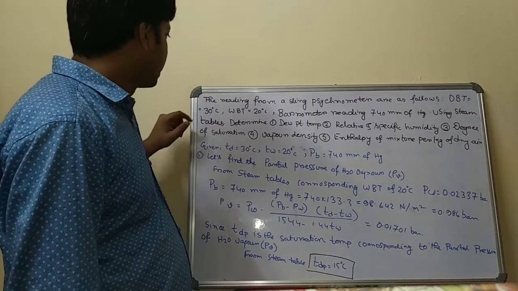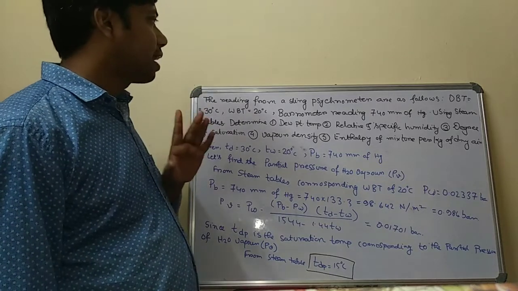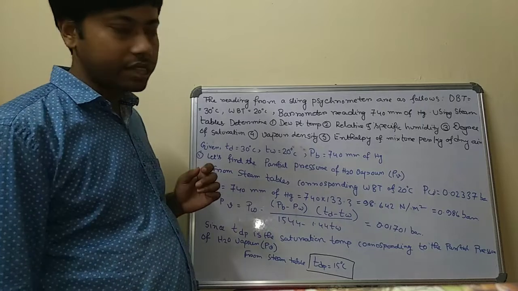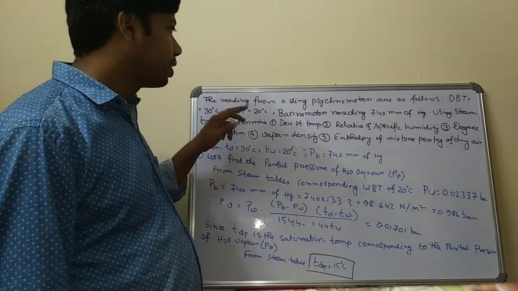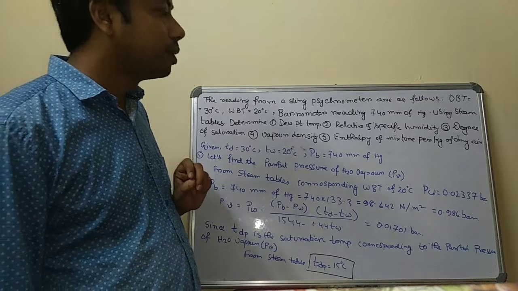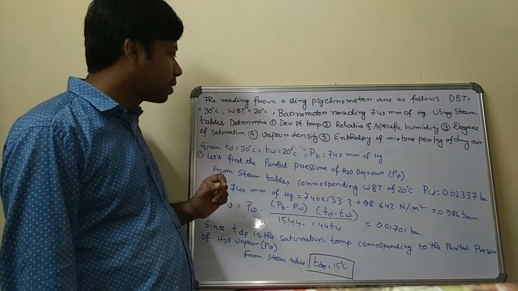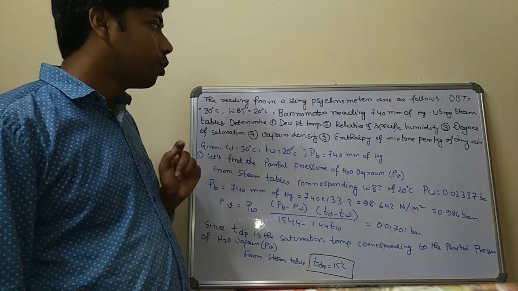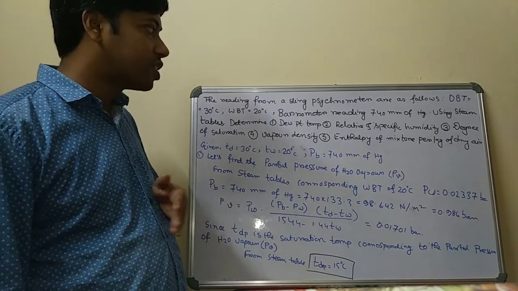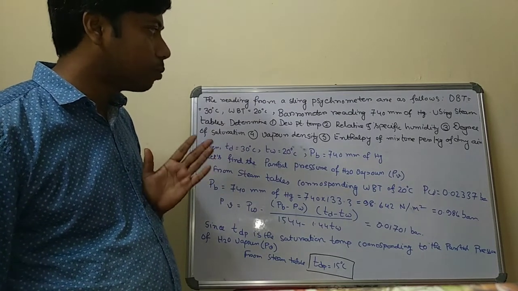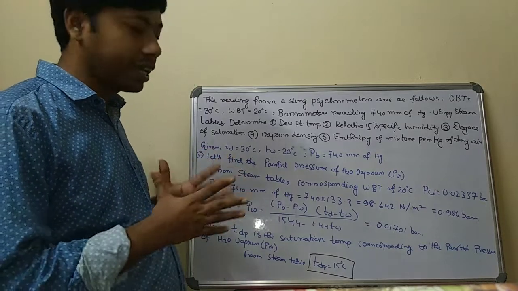The problem says that the readings from a sling psychrometer are as follows: dry bulb temperature is 30 degrees centigrade, wet bulb temperature 20 degrees centigrade, barometer reading 740 millimeter of Hg. Now using the steam table, determine the dew point temperature, the relative and specific humidity, degree of saturation, vapor density, and enthalpy of mixture per kg of dry air.